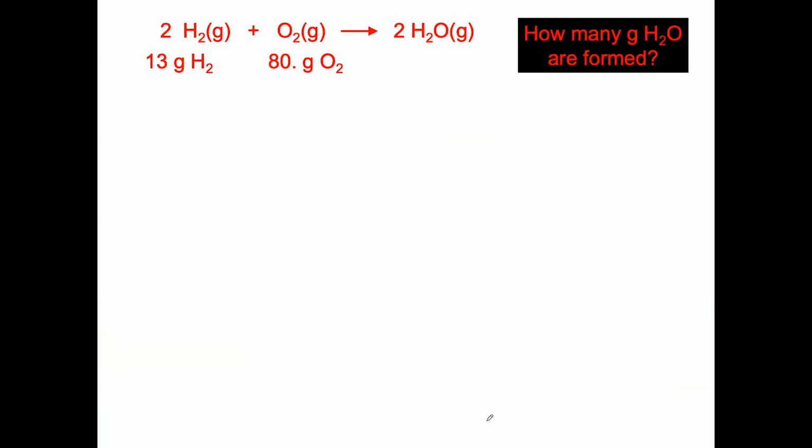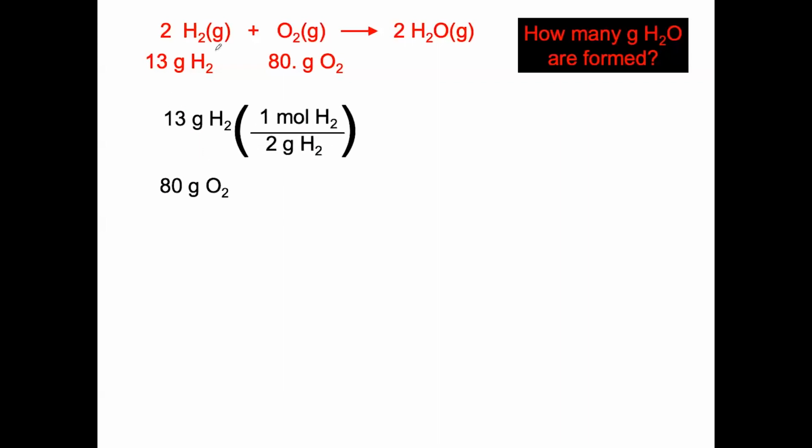So how much water is formed? Let's see. This is all given: 13 grams of hydrogen, and you have 80 grams of oxygen here. To follow the first step, what do you have to do? Find the moles of each, correct? Hydrogen is easy. You just divide 13 by 2, and you get 6.5 moles of hydrogen.